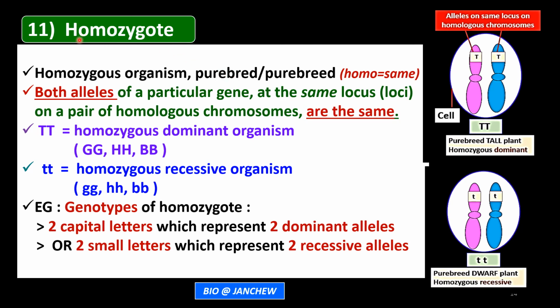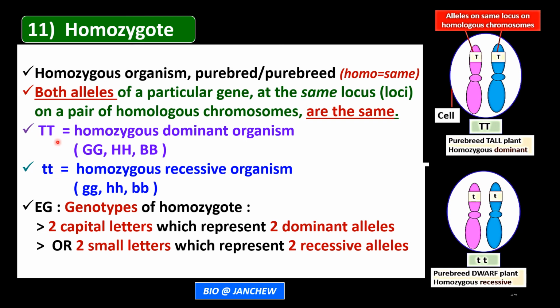Coming back to this word, homozygote. Homo means the same, all right? So in this type of organism, the homozygote or homozygous organism, both alleles of a particular gene at the same locus on a pair of homologous chromosomes are the same. Okay, for example, big T or small t.